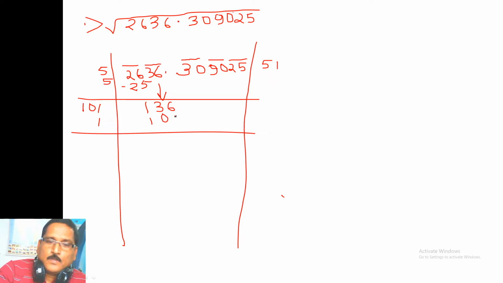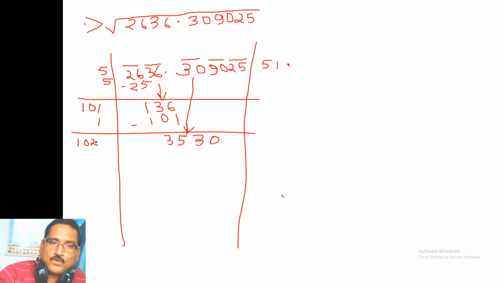101 only. If I subtract, I am getting what? 35. Okay, after subtracting, make it double, 102. Now you shift the decimal part here, bring down the next pair of numbers, so 30. Now you have 3530, and here you have 1020. You have to imagine 0, 1020.